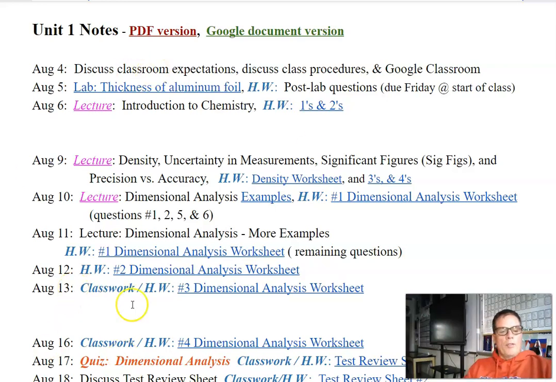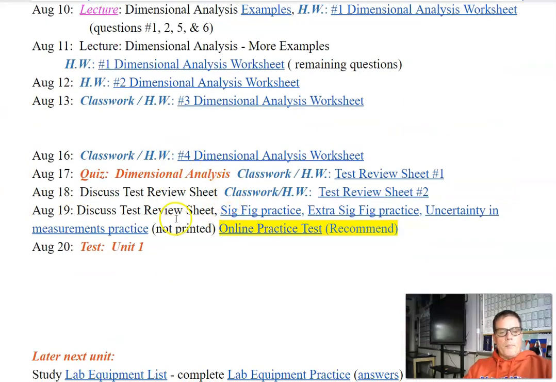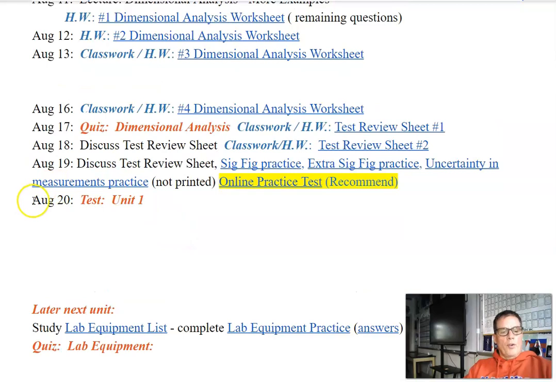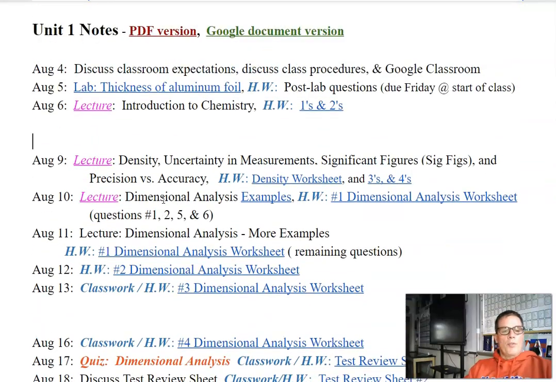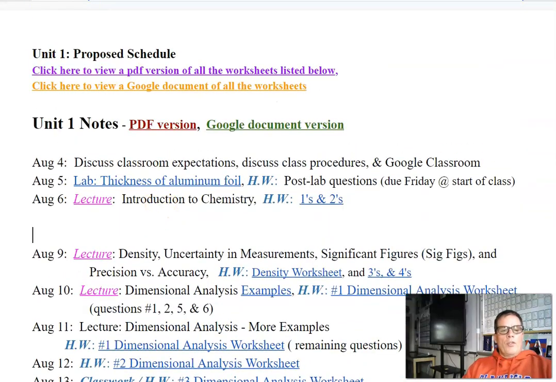And then we have some review days. So not every day is a lecture. And then the quizzes and the tests. So the first test will be actually August 20th. I do have all this information, again, on Google Classroom for your access. So that's Google Classroom. Let me go back here.